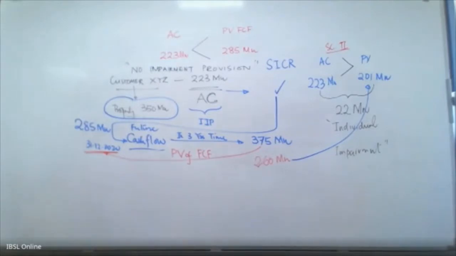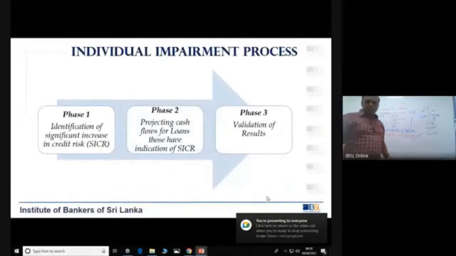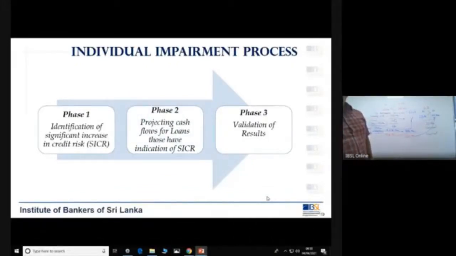Okay, can we go to the presentation? So the approach is actually threefold. I told you, first one will be the identification of significant increase in credit risk, and then where you have to project cash flows, and thirdly, you have to validate the results. Validate the results means where you need to check whether there will be an impairment provision comparing the amortized cost versus the present value of future cash flows, right?